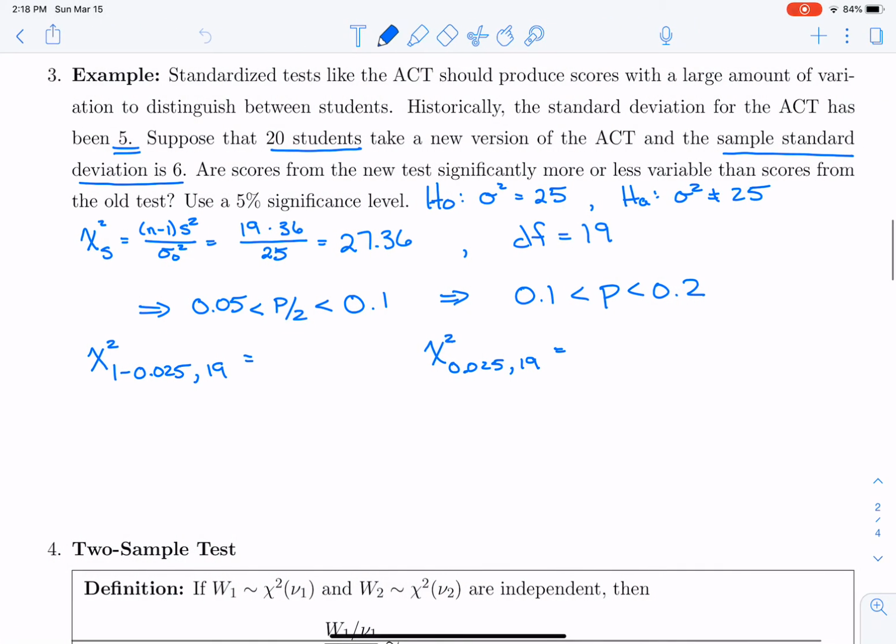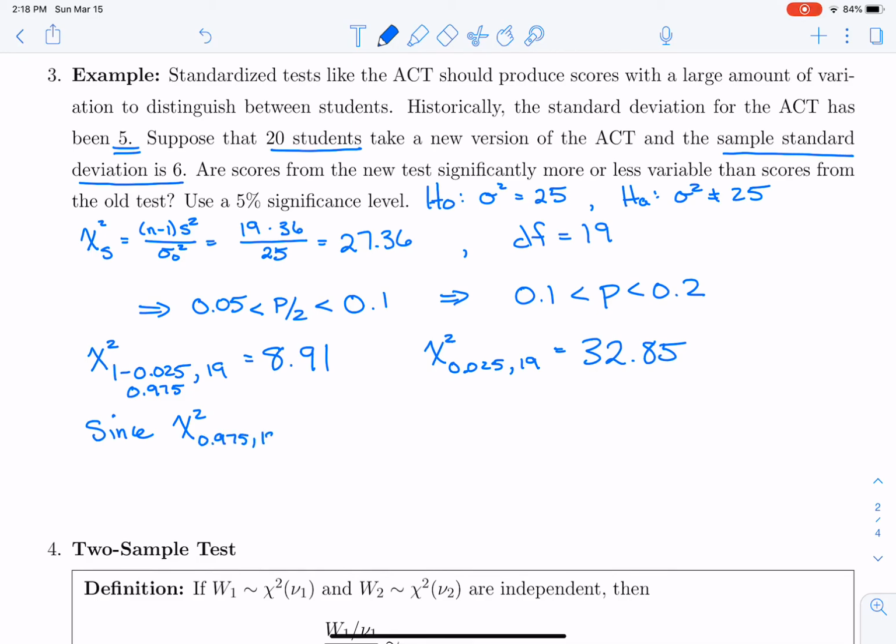Let me record those two values. For chi-squared 0.975, 19 degrees of freedom, we had 8.91. And for chi-squared 0.025 with 19 degrees of freedom, we had 32.85. Hopefully you can see that our chi-square statistic is not in the rejection region. It is in fact in between these two values, between the chi-squared for 0.975 and the chi-squared for 0.025. So it's not in the rejection region.